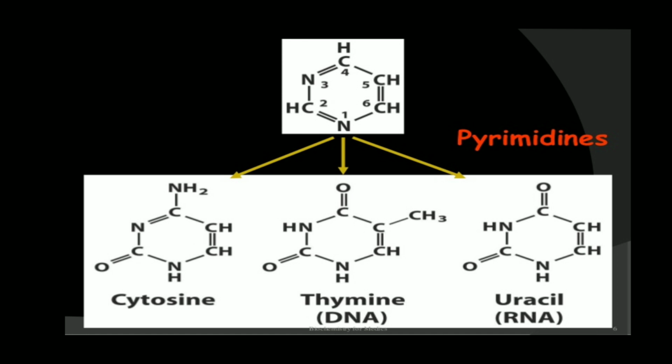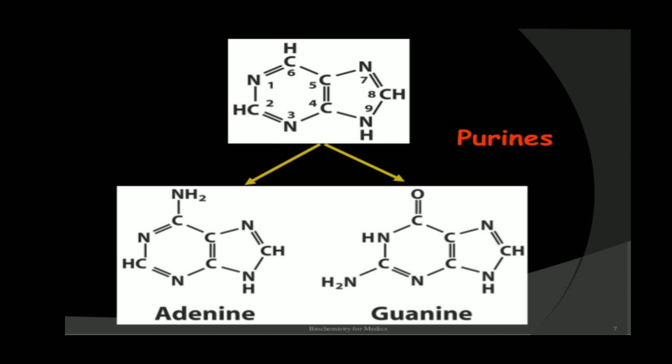Cytosine and thymine are found in DNA, while cytosine and uracil are found in RNA. That means thymine is restricted to DNA, while uracil is restricted to RNA structures only. So these are the pyrimidines. Then we'll see the purines. This is the structure of purines.